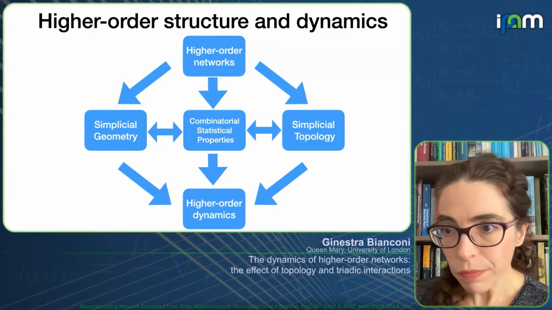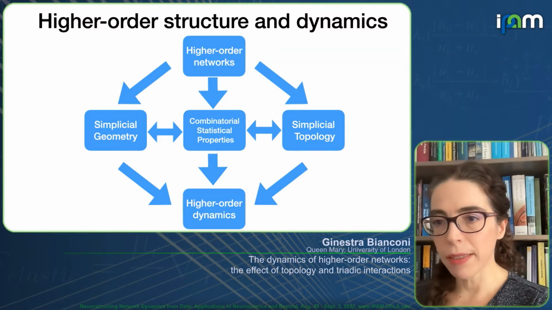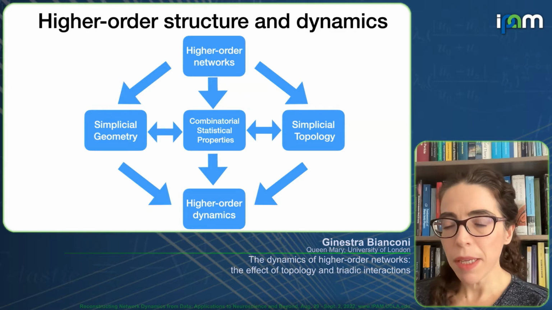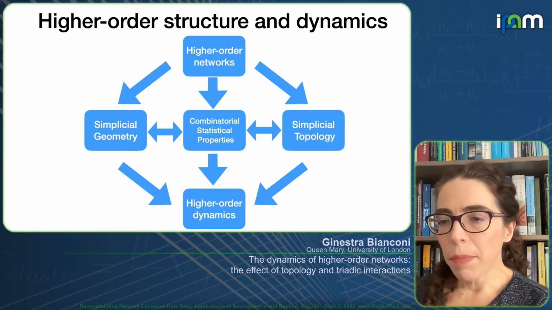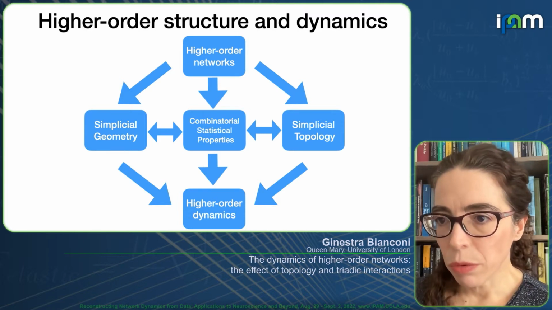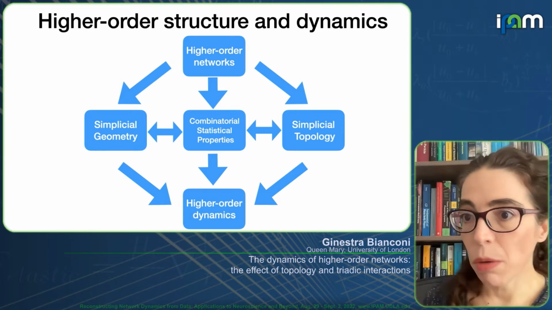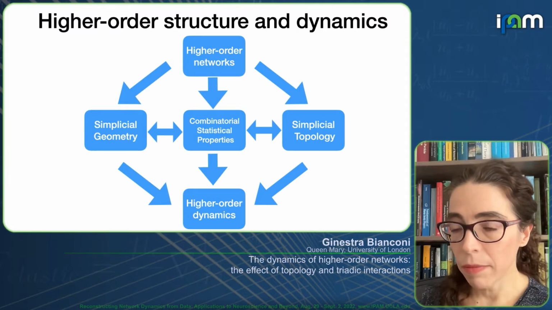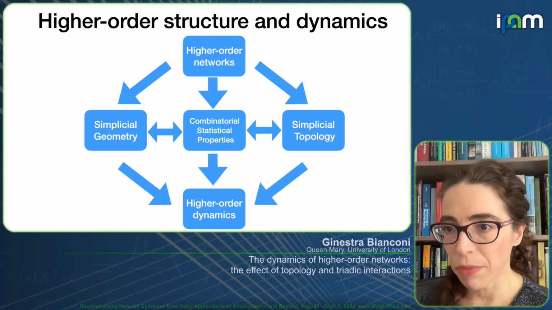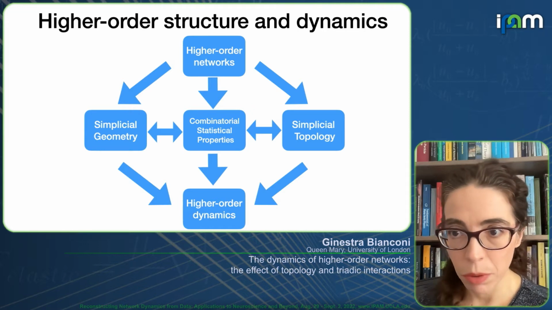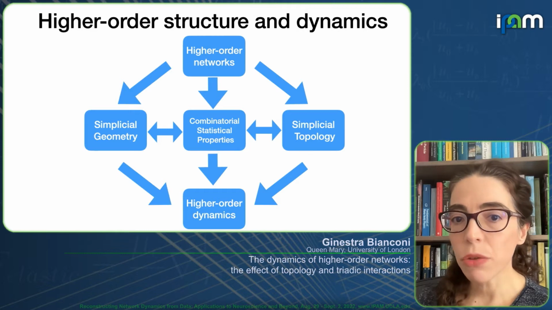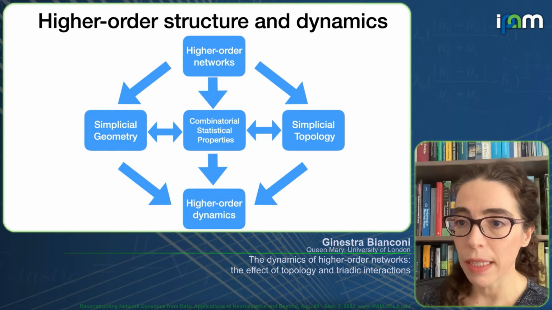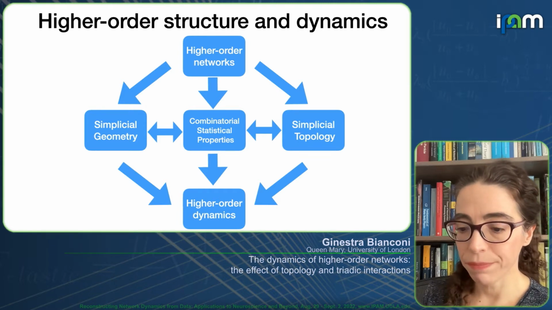And so what is emerging from our understanding about the structure and the dynamics of higher order networks is that, so far, people have looked in the context of networks only mostly at the combinatorial and statistical properties, how the degree distribution shapes the phase diagram of different processes, like epidemic spreading, percolation. But actually, in higher order networks, the interaction is also mediated by simplicial geometry and simplicial topology.